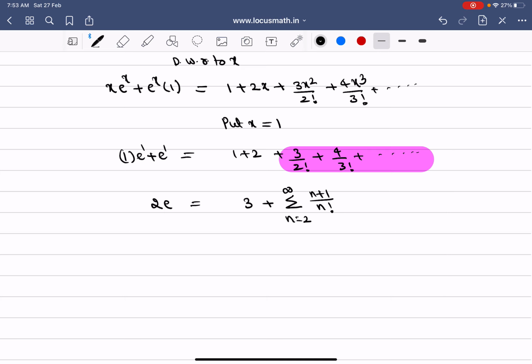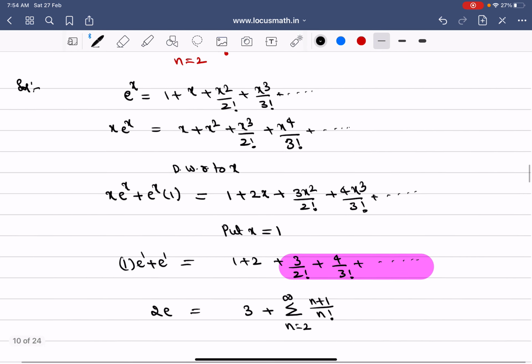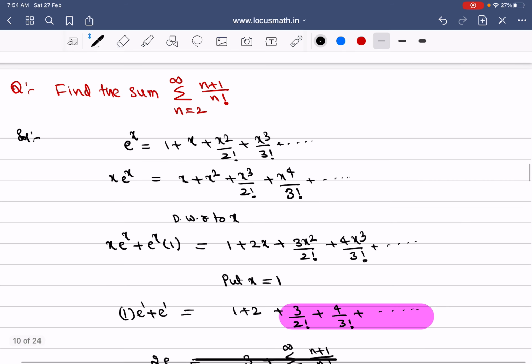So n plus 1 by n factorial is the general term of this series. That's why n varies from 2 to infinity. Therefore the general term is n plus 1 by n factorial. So our required thing is sigma n equals 2 to infinity, n plus 1 by n factorial.